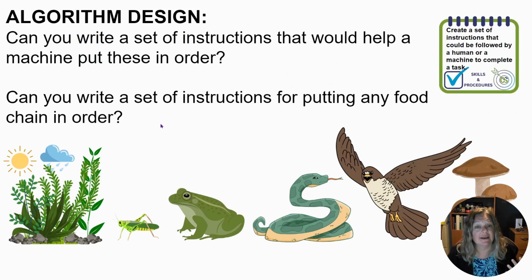So students can take what they've learned about the food chains already. They can create a food chain, which in itself is a type of algorithm. So we are creating a set of instructions that could be followed by a human or a machine to complete a task, essentially putting this food chain in order. You could ask students to write or tell you how to put that in order, and they would be even going to that extra level of creating that sort of computer or machine set of instructions.